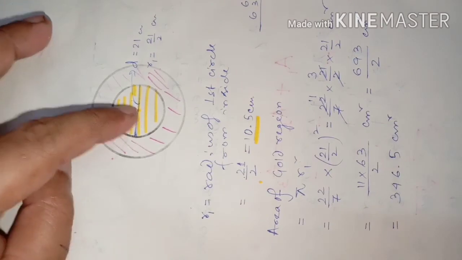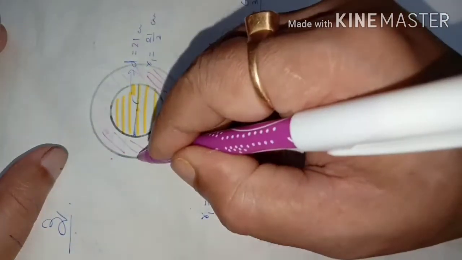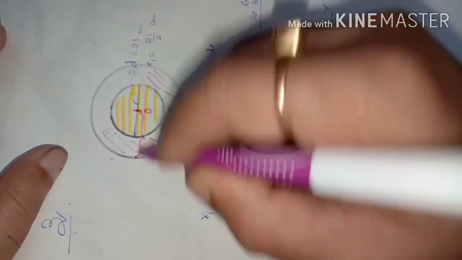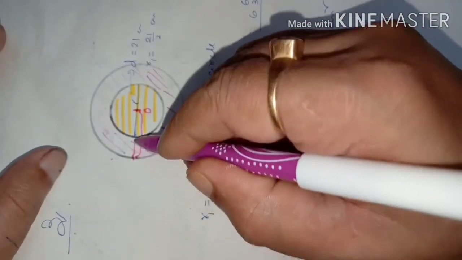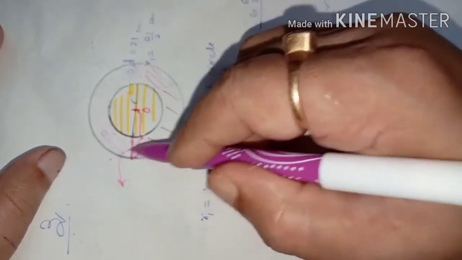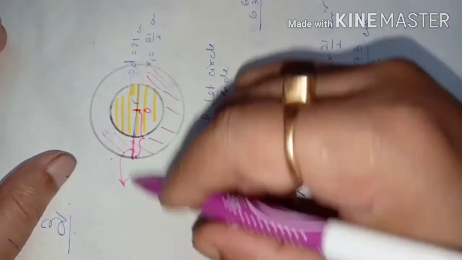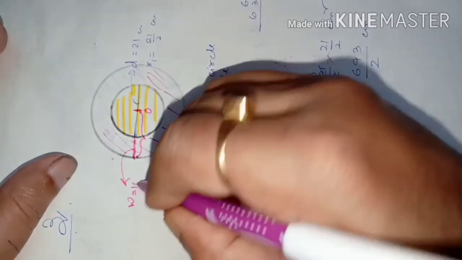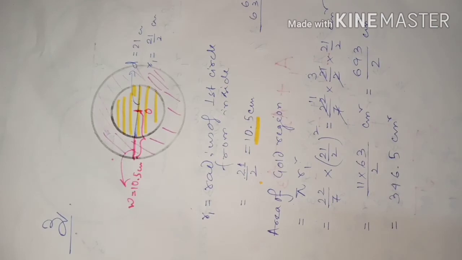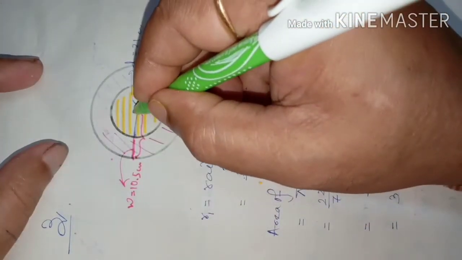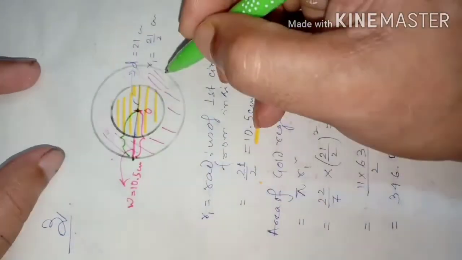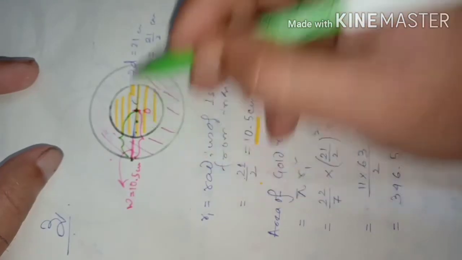But first of all, you have to mention the radius of the second circle. The radius will be from the center to this point. How much is this band? It is given in the question. The width of the band is given as 10.5 centimeter. Then what is the radius of the second circle? Radius will be measured from the center to this boundary point. So this is the radius. The inside radius was 10.5. This is the one.